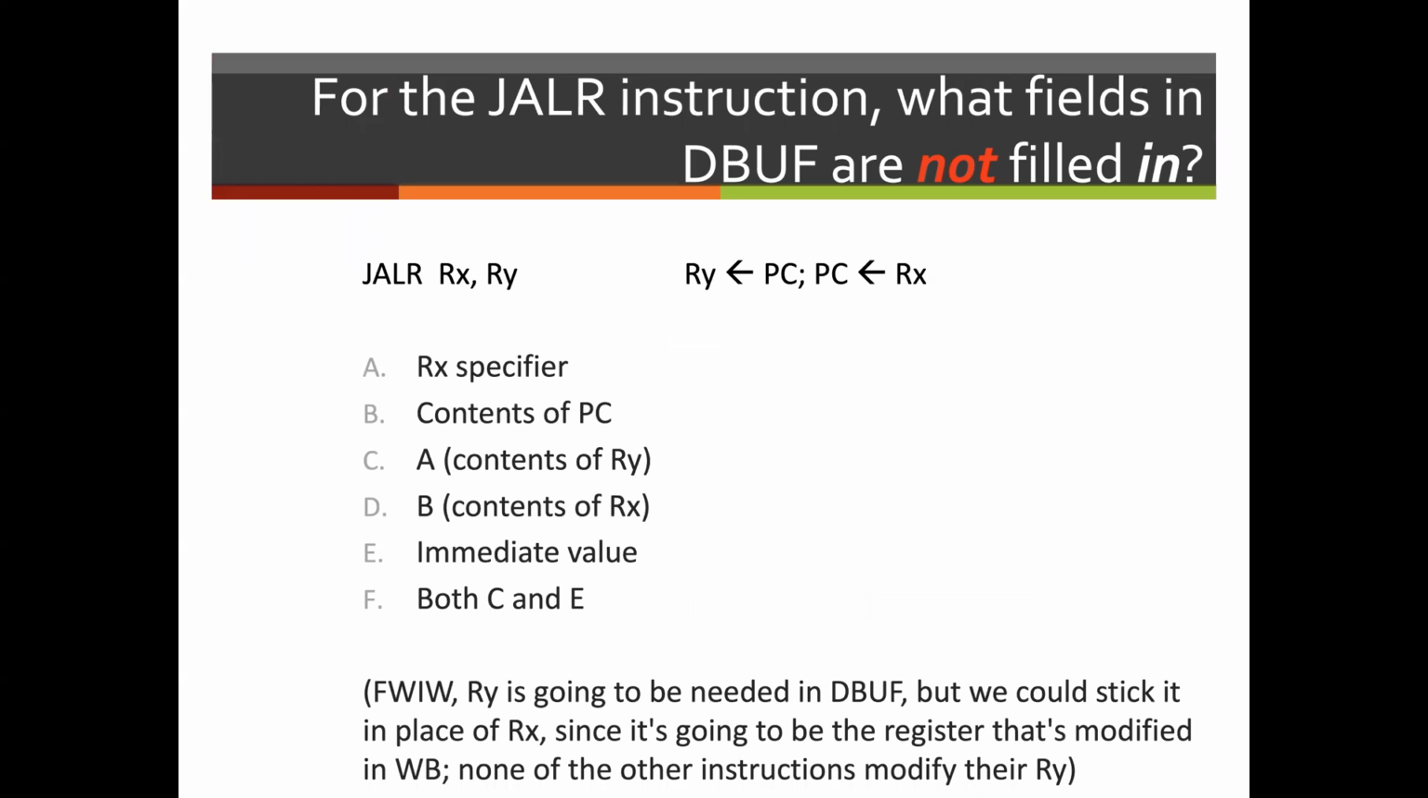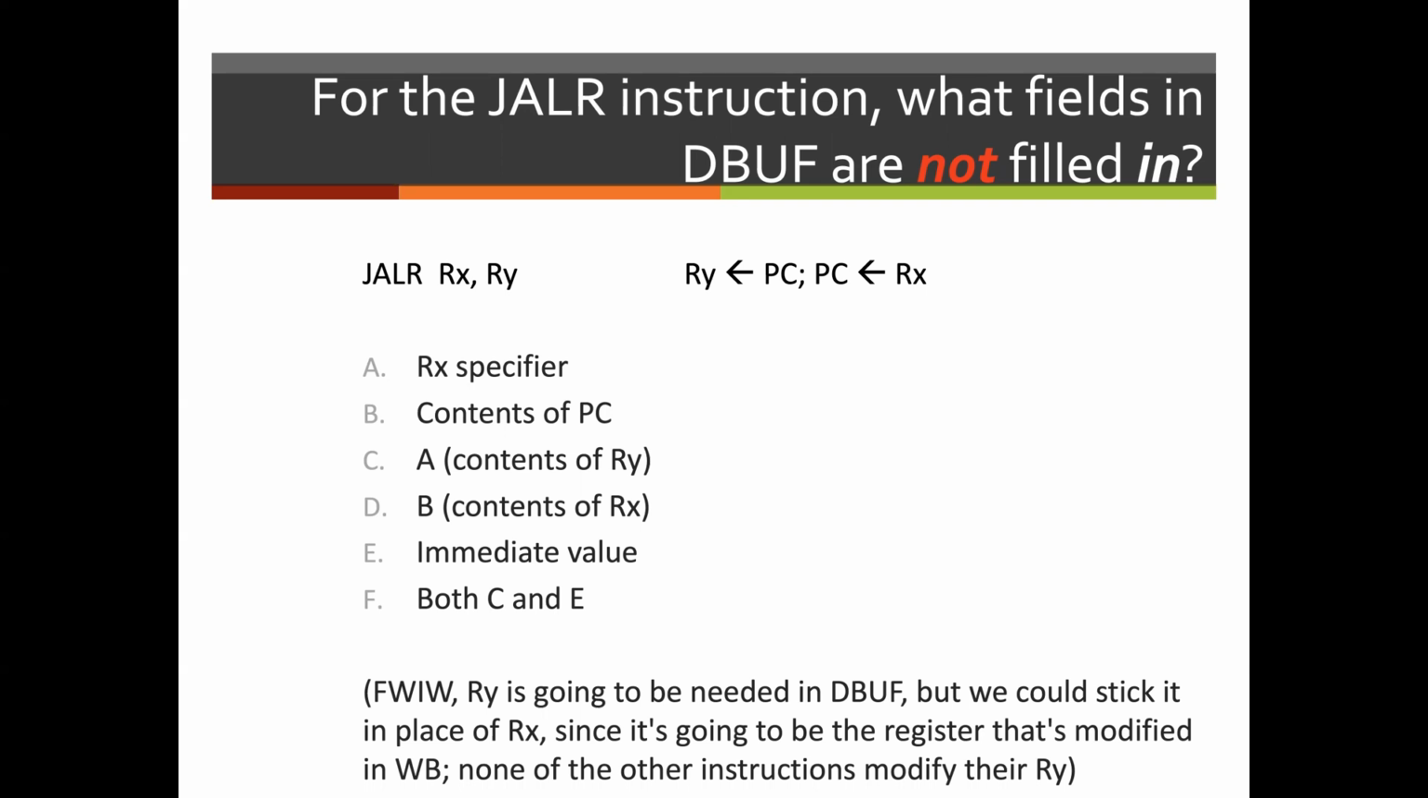And so if we consider our JALR instruction, what fields in the DBUFF do not need to be filled in? We know we'll need to place the value for the RX specifier. Do we need the contents of the program counter? Do we need the contents of RY? Do we need the contents of RX? Do we need an immediate value?